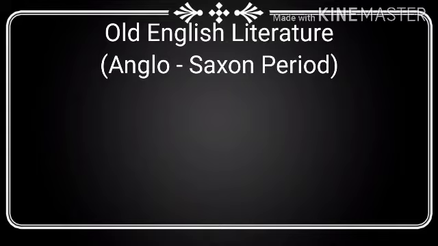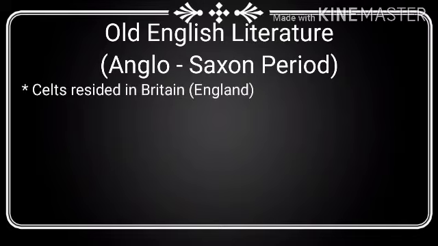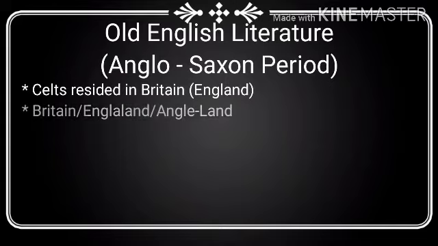So the history of English literature is from the very beginning of the century. This is before the 55th century BC. In that period, only the Celtic people resided in the regions of Britain. Today Britain is known as England. Earlier it was known as Britain or Anglesland or England. In that period, everyone was living peacefully in that region.